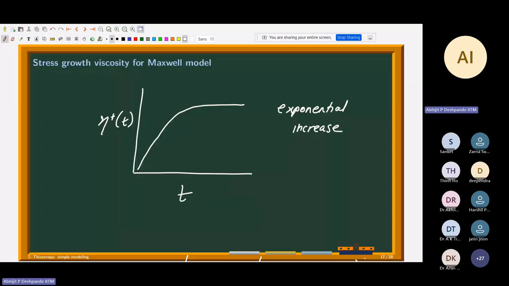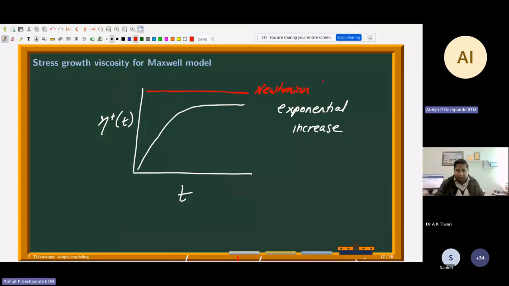Just to remind you that for a Newtonian fluid, we will have basically the viscosity constant. So eta plus is equal to the viscosity itself, and it doesn't depend on time. And for a Hookean solid, eta plus will keep on changing with time. Modulus times time, so it will keep on increasing.